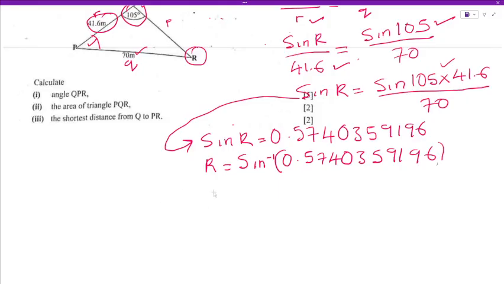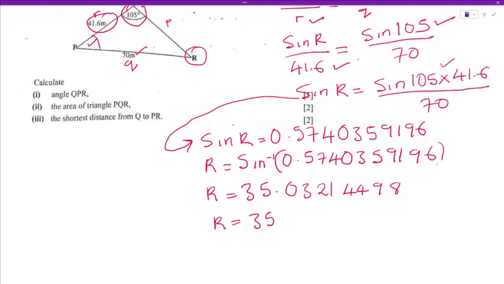So when I punch that on my calculator, the value of R I'm finding is 35.0314498. So for an angle, when you round it off to one decimal place, it's going to give us 35 degrees. So remember, this is an angle, so you need to put degrees. Don't put meters or whatever units they're using there. This is an angle. Remember, angles are represented by a capital letter.